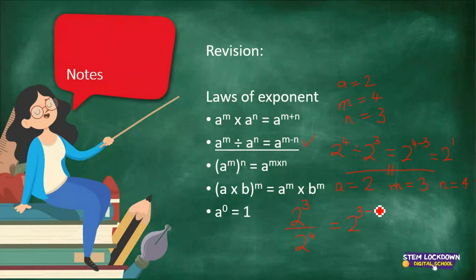less 4. So obviously our answer will be a negative number. 3 minus 4, the answer is -1. But this can also be written as 1 over 2, right? But for now, I want you guys to stick to this.